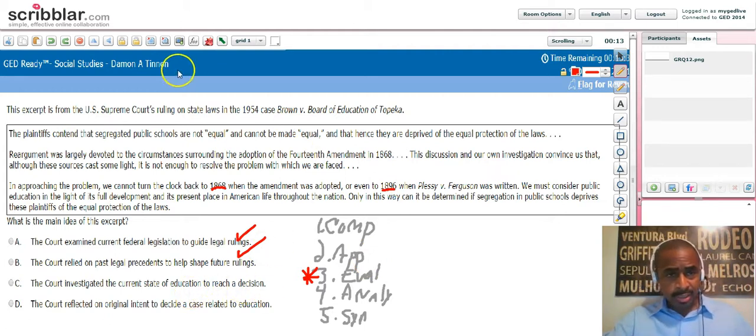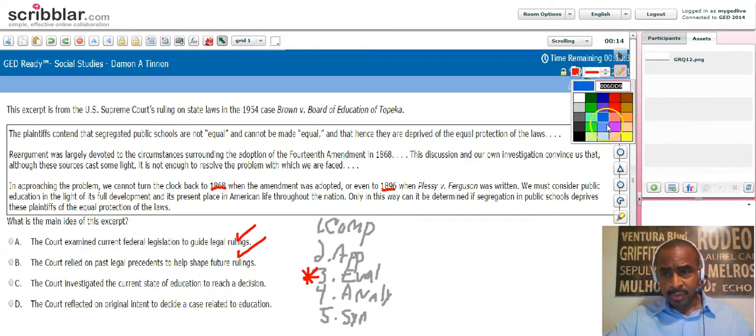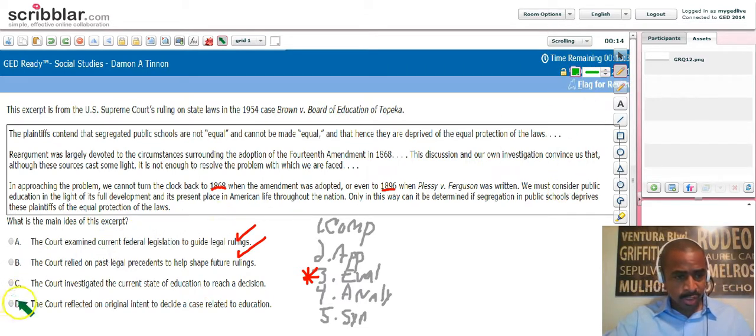So let's go back and look at the text. So here we have the court saying we must consider public education in light of its full development and present place in American life throughout the nation. So it says we must look at the current educational situation. And that is what this is saying, the current state of education. So we know in this case, and to show a right answer, I would like to choose green. Let me get rid of that.